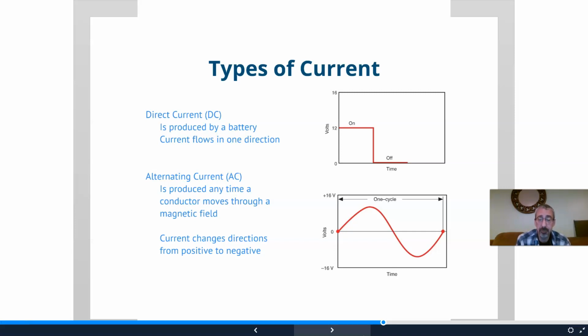Alternating current is produced anytime a conductor moves through a magnetic field. Current changes direction from positive to negative. If we take our meter and we stick it in the outlet, which we will one day, maybe I'll show it to you in a video, we see that we have current that's coming out of it, and you'll measure 122 volts, something like that. We take the leads, we switch them, we stick it back in, we still have 122 volts.